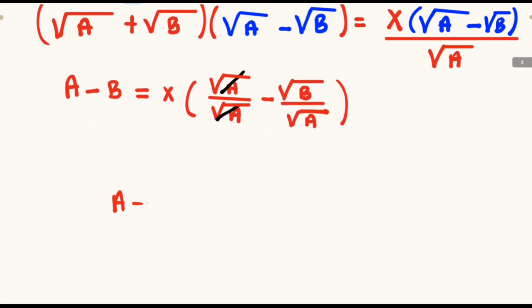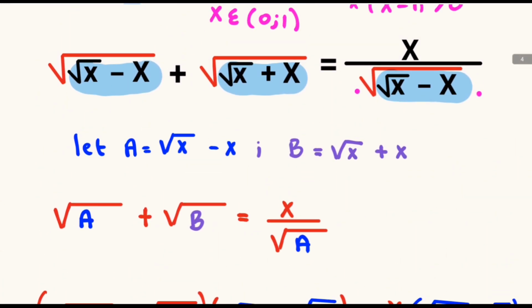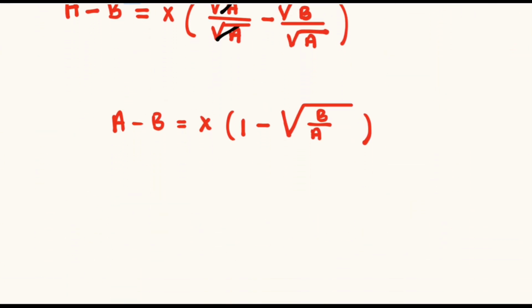A minus b will be equal to x times 1 minus the square root of b divided by a. Remember that a was equal to the square root of x minus x, and b was equal to the square root of x plus x. So we substitute back the square root of x minus x in the place of a, and in the place of b we substitute back the square root of x plus x.